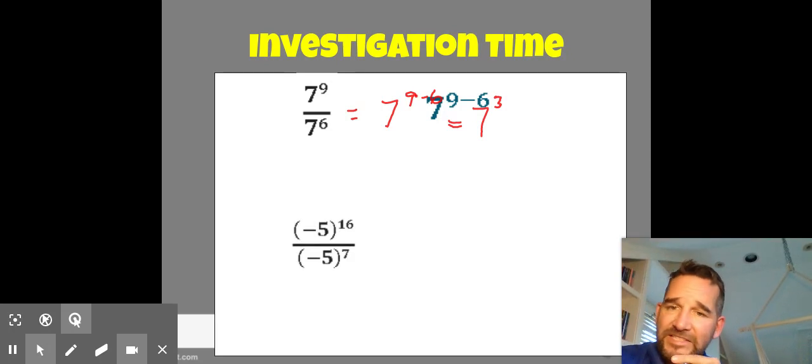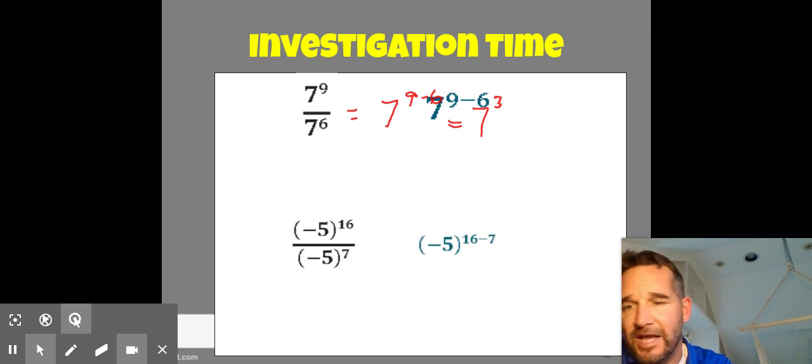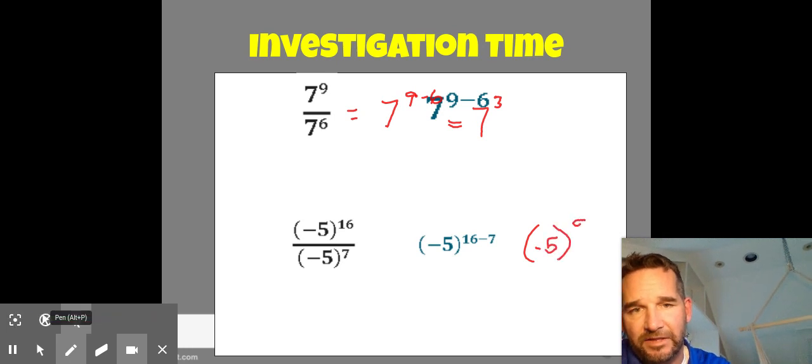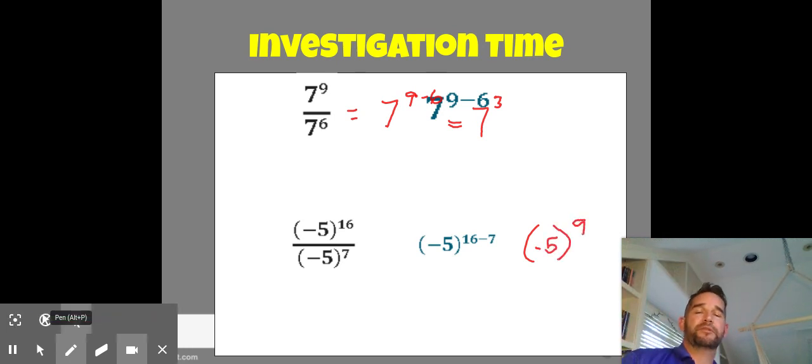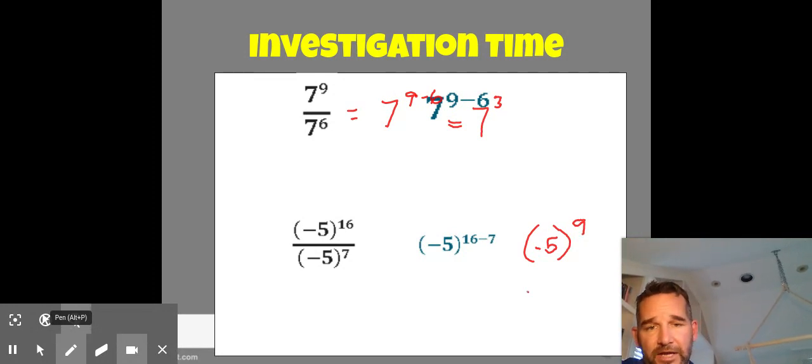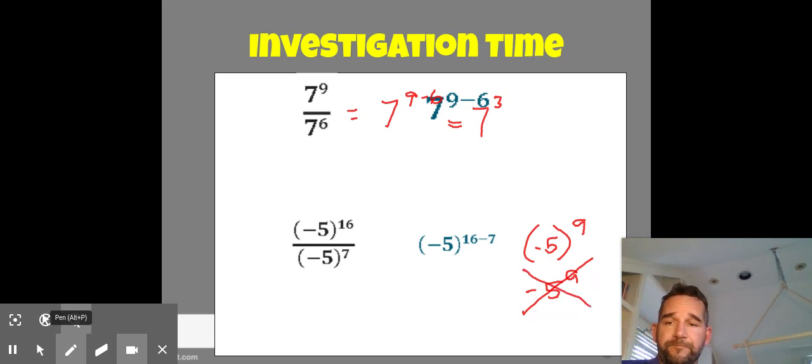How about negative 5 to the 16th divided by negative 5 to the 7th? Well, if you think that it's negative 5 to the 16 minus 7, you'd be absolutely right. And just make sure when you go to put your answer that you keep that -5 in parentheses. So (-5) to the 9th. If you did not put that -5 in parentheses, that would be wrong. That is different. This answer here is different than the one above it. They are not the same. So you cannot put this as your answer. That wouldn't work.